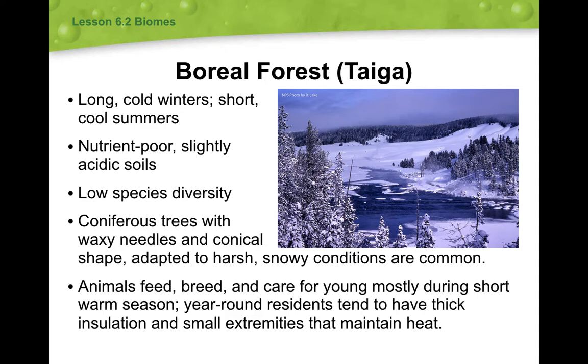A boreal forest has long, cold winters and short, cool summers. The soil in a boreal forest, or taiga, tends to be nutrient poor and slightly acidic. There's low species diversity. We don't have a lot of different species in a boreal forest. We have coniferous trees that have waxy needles and a conical shape. That helps adapt them to snowy conditions.